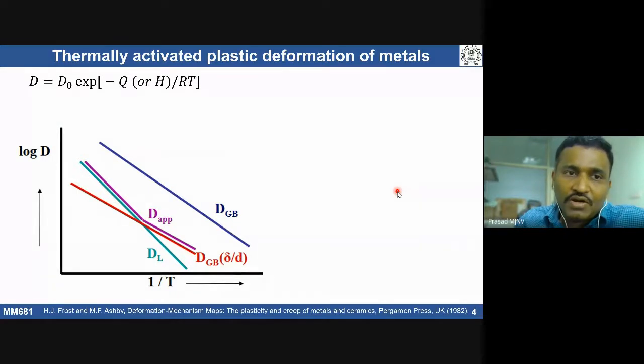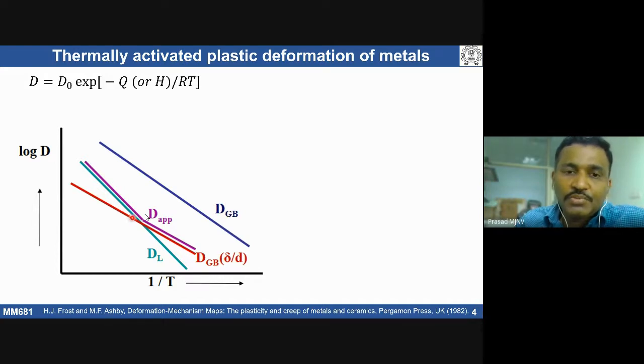According to the Arrhenius equation, if we plot log D versus 1/T, that line will be linear. Typically, we talk about lattice diffusion and grain boundary diffusion. The slope we get is Q by R, so from that we can get Q: the activation energy for diffusion through the lattice, and the activation energy for diffusion along grain boundaries.